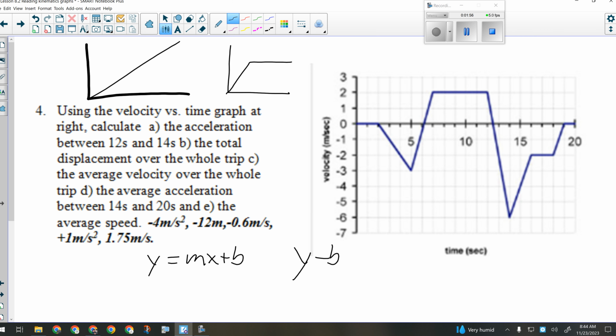So if I've got y minus b over x equals m, all I have to do is ask, what does m represent here? y and b are both in meters per second, and x is in seconds. Meters per second squared is the units for acceleration. Therefore, this represents acceleration. That's what you want to do.